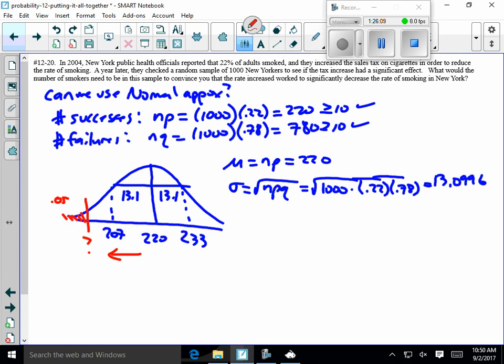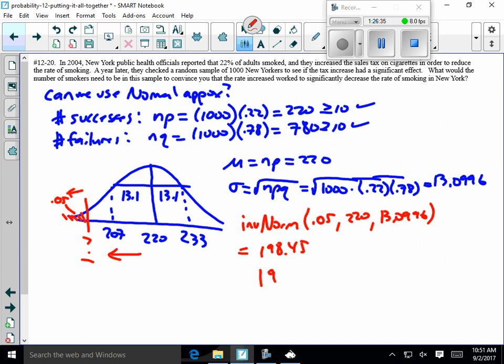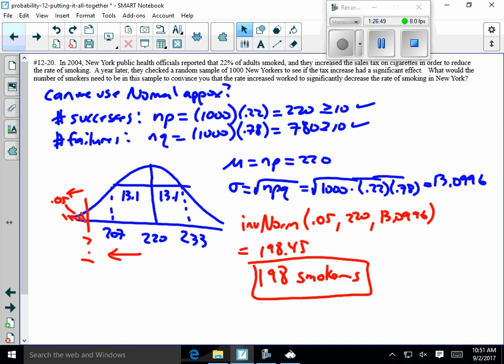Okay, so if I'm trying to go from an area to a boundary, that's where I need my inverse norm function. So inverse norm, right? 5% of the people would be low anyway, just due to randomness, if the mean was 220 and the standard deviation was 13.0996. If you plug that into a calculator, that turns out to be 198.45. Since I want to go to the left here, I'm going to round that down. So if we took a sample of 1,000 people and only 198 of them smoked, when we expected 220 to smoke, that would be enough to convince me that the tax increase did have its desired effect.